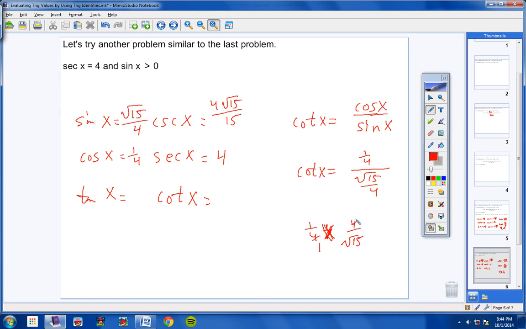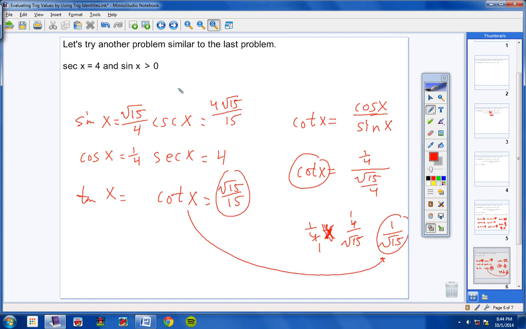So 1 times 1 is 1. 1 times square root of 15 is square root of 15. And so if you rationalize that, that's your cotangent. So cotangent of x equals 1 over square root of 15. If we rationalize that, we'll get square root of 15 over 15. And then, of course, if cotangent of x equals 1 over square root of 15, which it does, we just rationalized it here, but it does equal this, then if we flip this, we'll get square root of 15 over 1, so square root of 15.